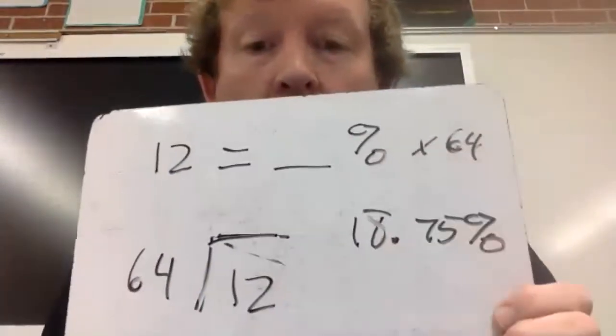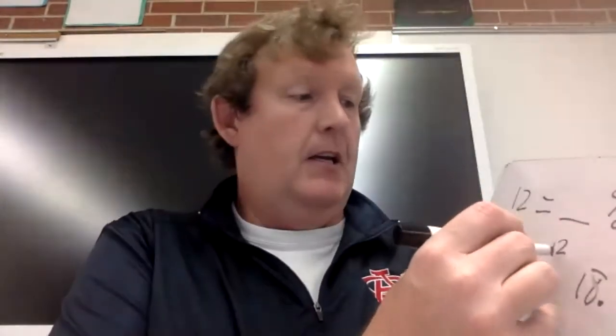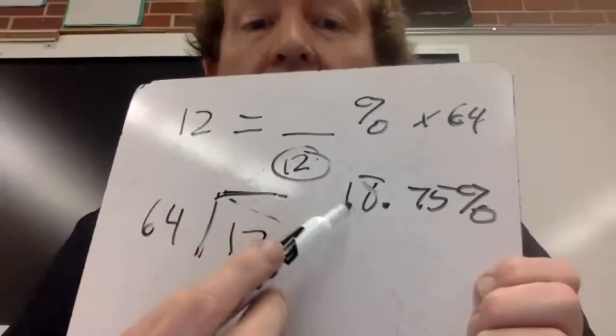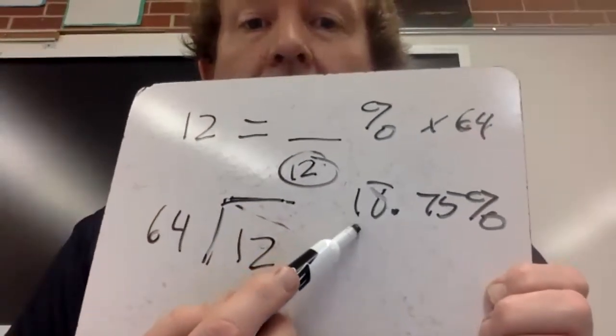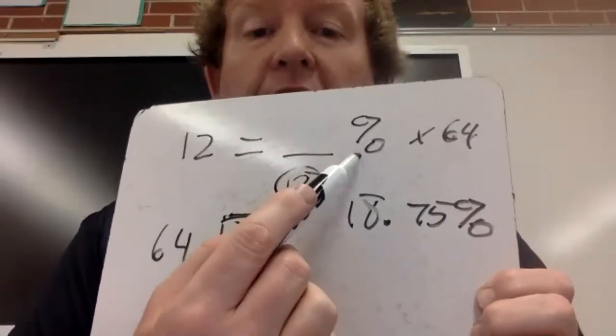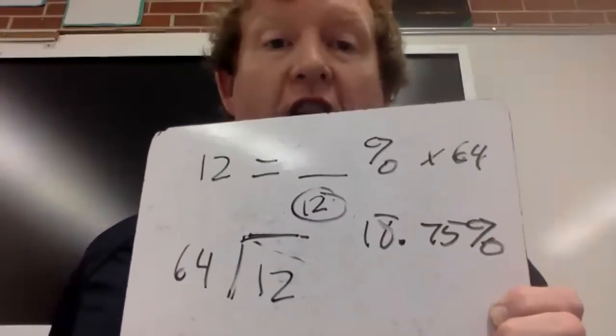Yes. So our answer to number 12 is 18.75%. Everybody see how we got that? When we need to know percent, at the end, after we divide, we have to multiply our answer times 100. Okay. Number 13.